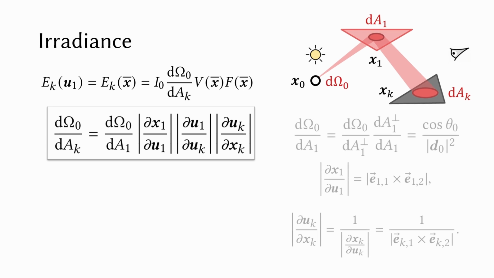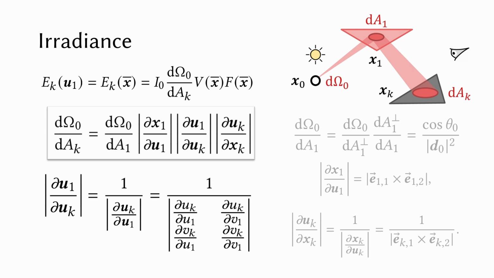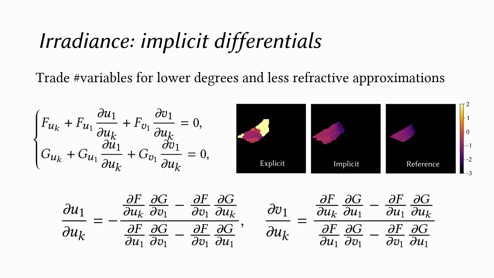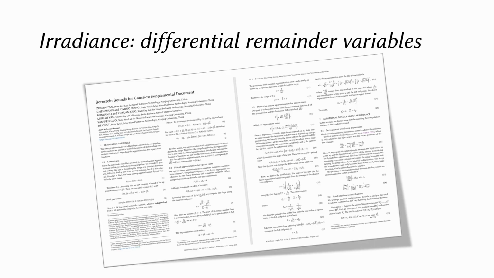Recall that we already have a rational modeling of the relationship between u_k and u_1. The derivative of a rational function is also a rational one, so the Jacobian is also a rational function. It's quite natural to compute the Jacobian using the explicit forward differentials, but sometimes we found the implicit differentials are better for refractive irradiance bounds. Also, we have to carefully design remainder variables to make sure both the primals and the differentials are properly bounded.